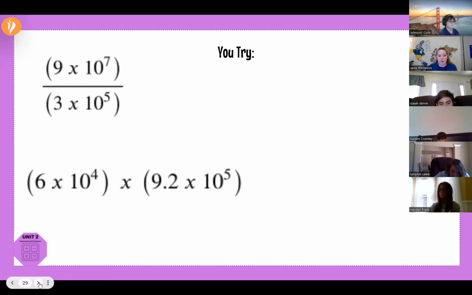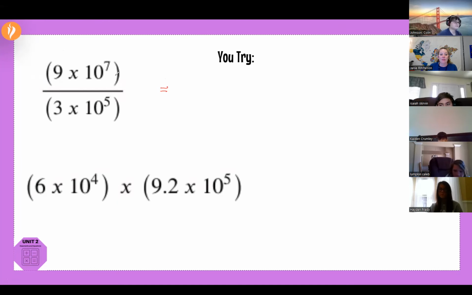Okay, now with these two problems, let's go ahead and do these longhand. You guys send me the answers to these. So on this one, obviously, we're just dividing 9 and 3. What do you do with those exponents when they're being divided to have the same base? What's the rule? You subtract them.